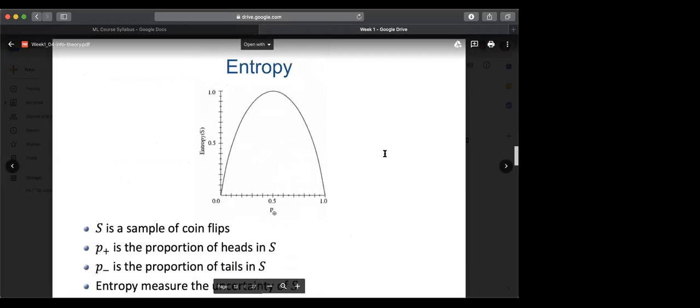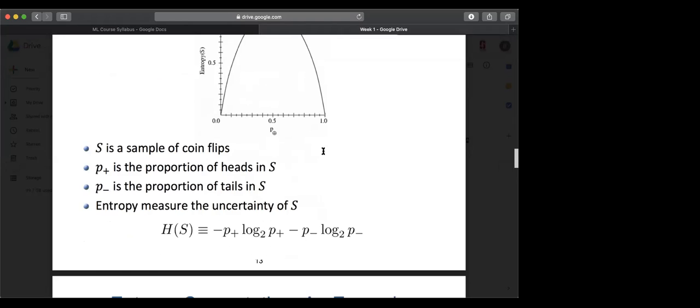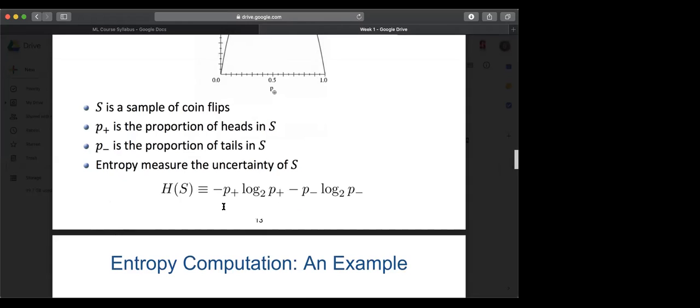Okay, so this example goes into discrete random variables. We'll look at a sample space of coin flips, and they've denoted p plus as the proportion of heads in S, and p minus as the probability of tails, and then entropy is the uncertainty. It's approximately equal to negative p plus times log base 2 of p plus, minus p minus times log base 2 of p minus, the probability of tails.